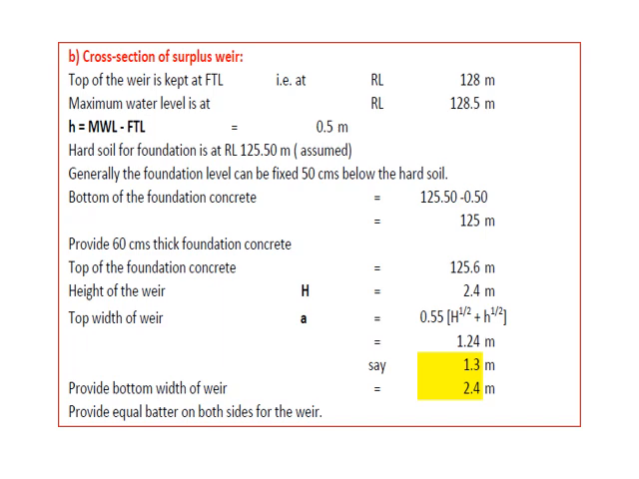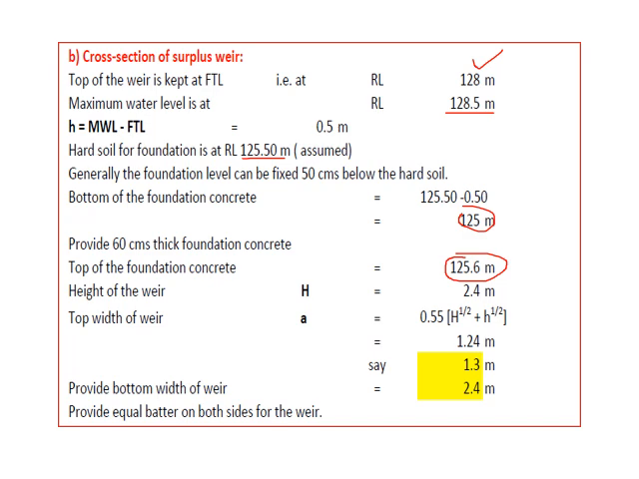Now the cross section of the surplus weir has to be decided. The top of the weir is kept at FTL, that RL is already fixed, which is 128. Maximum water level is 128.5. So therefore the head over the weir is 0.5 meters. The hard soil foundation at the site is already decided, which is 125.5. You can keep the foundation level somewhere 50 centimeters below the hard soil, so that fixes the bottom of the concrete bed. So you can have a 60 centimeters thick concrete bed. So the top of the concrete bed is fixed at 125.6.